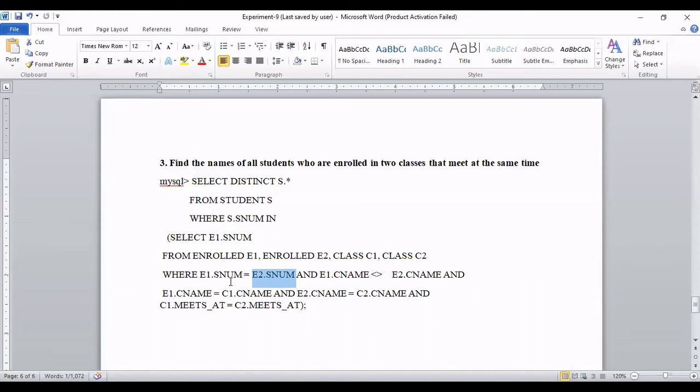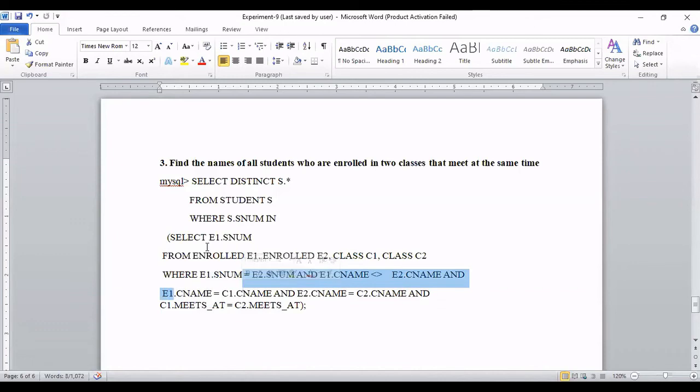The student must be the same, the enrollments are different. The class, or you can say the course names, are different, and the times are the same. If I fetch two rows, in those two rows the student number must be the same. If in two rows the student numbers are the same, it means it belongs to the same student. The enrollments are different, which means the classes are different.